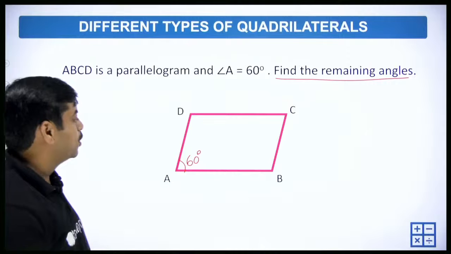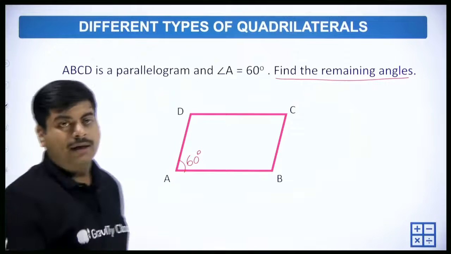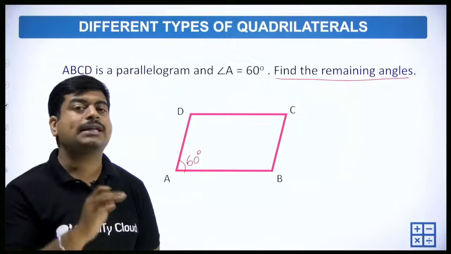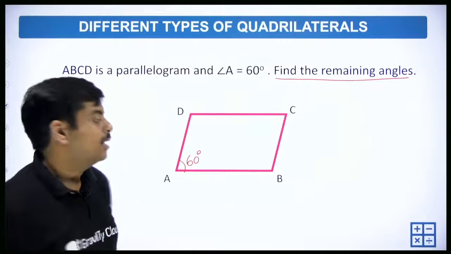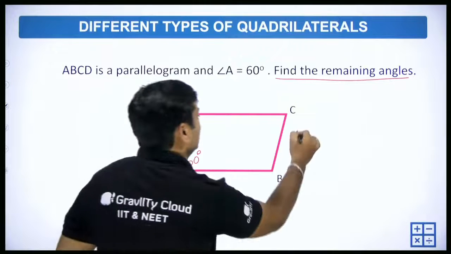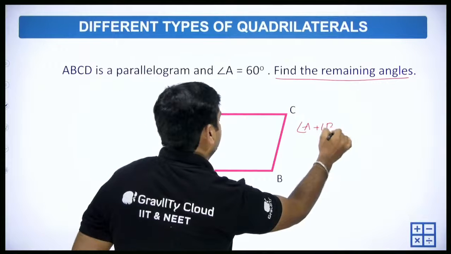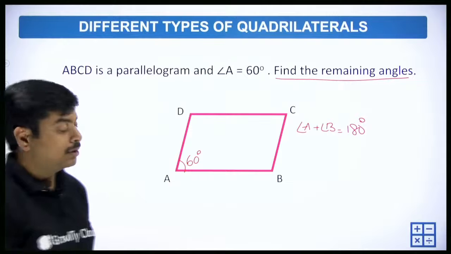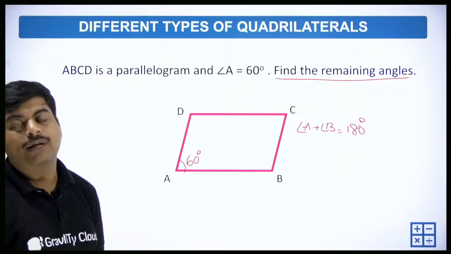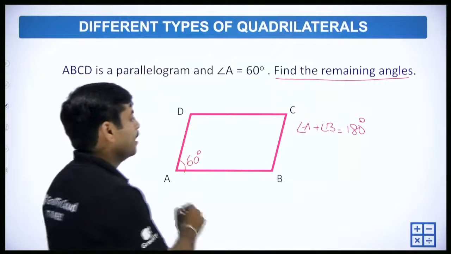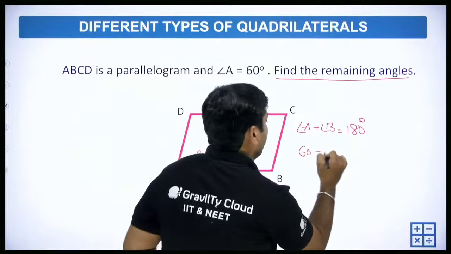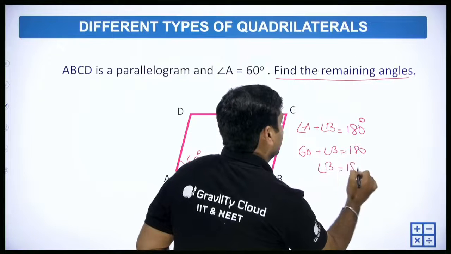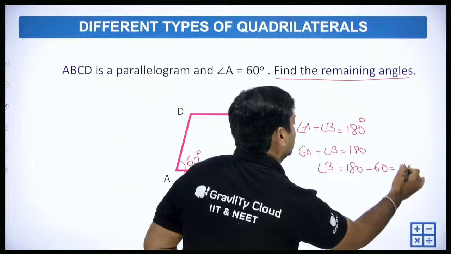Carefully observe. In a parallelogram, the first thing you need to understand is that the sum of adjacent angles is 180 degrees. That means angle A plus angle B should be 180 degrees. So 60 plus angle B is 180, so angle B is equal to 180 minus 60, which is 120.